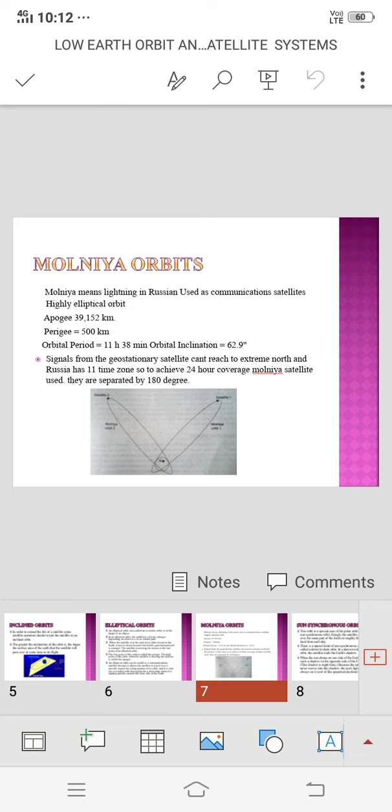Molniya orbit. Molniya means lightning in Russian, used for communication satellites in highly elliptical orbits. Apogee is 39,152 kilometers and perigee is 500 kilometers. Orbit period is 11 hours 38 minutes and inclination is 62.9 degrees. Signal from a geostationary satellite cannot reach the extreme north, and Russia has 11 time zones, so to achieve 24 hours coverage, Molniya satellites are spaced by 180 degrees.